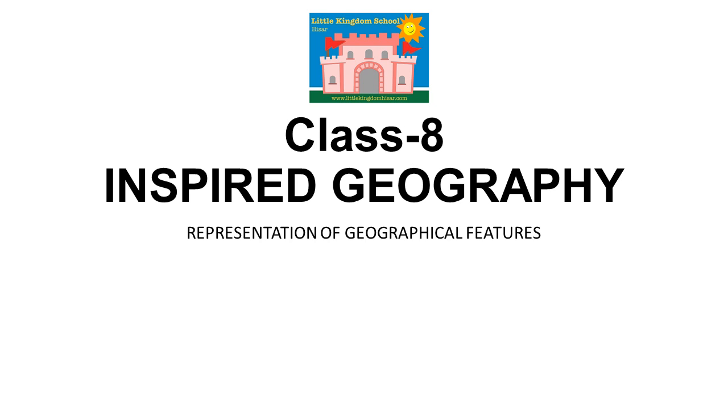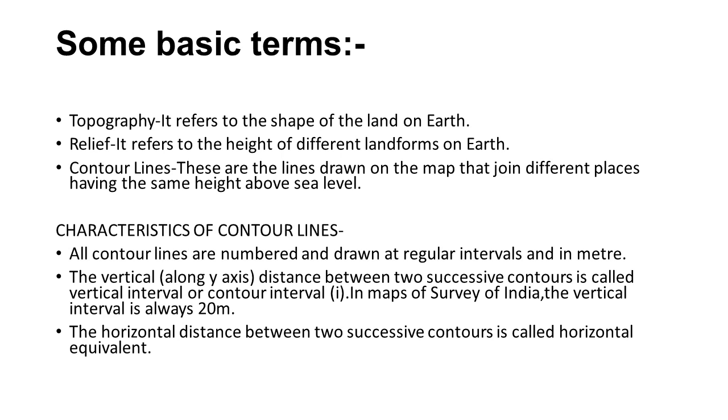Today we are going to start lesson one, that is, representation of geographical features of class 8. Some basic terms. The first one is topography. Topography refers to the shape of the land on earth, that is, the shape of any kind of landform. Next, relief. It refers to the height of different landforms on earth.